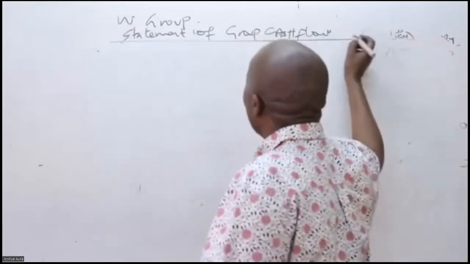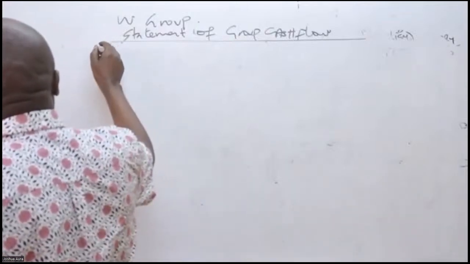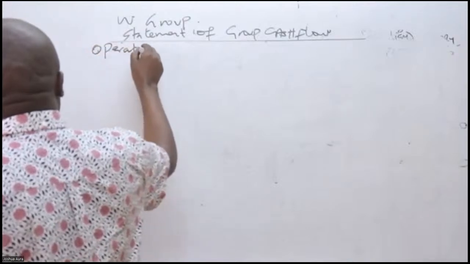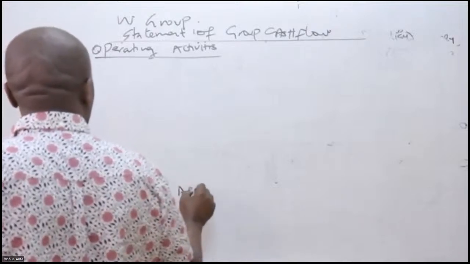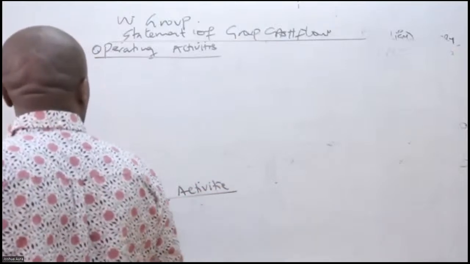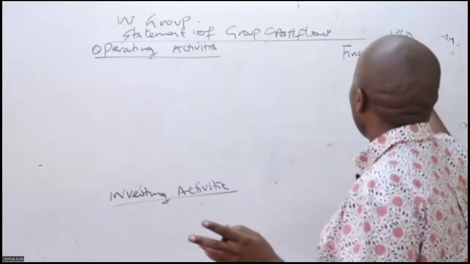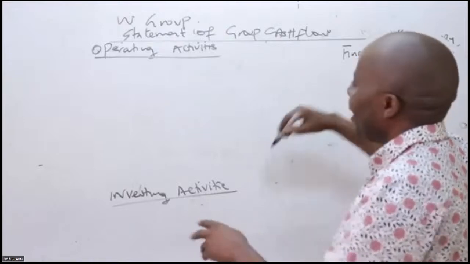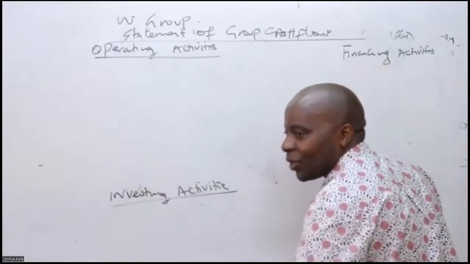Then you come here, and remember, there are three things. We normally start with operating activities. We have, in this case here, investing activities. And then lastly, we have what we call financing activities. In Excel, you squeeze them somewhere there in case you need more rows, so you'll be able to add.